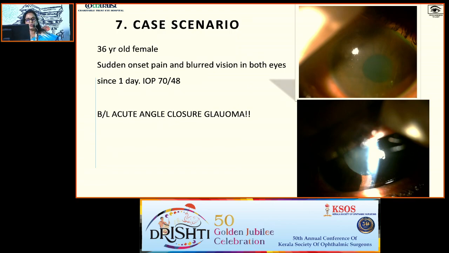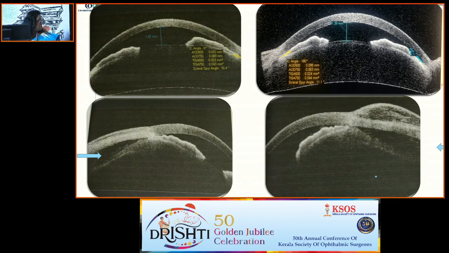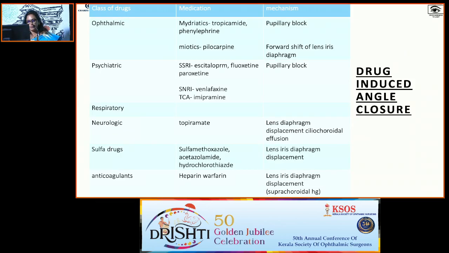Another case scenario was a 36-year-old female with sudden onset of pain and blurred vision, and we all thought it was acute angle closure glaucoma. The drug history is very important because this is becoming more and more common nowadays. This is the OCT picture showing the effusion. There are many drugs, not only topiramate, which you should be aware of that can cause angle closure glaucoma.